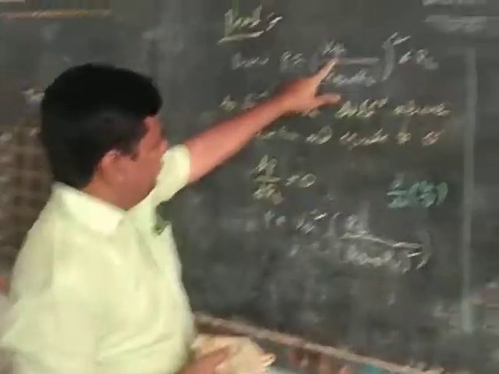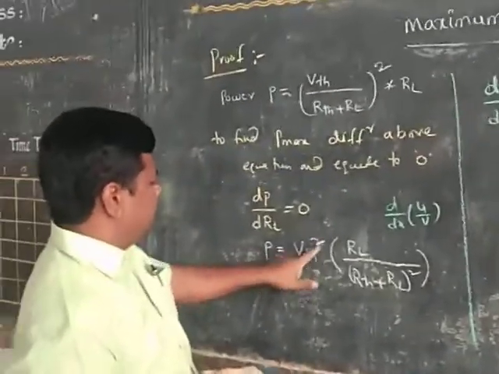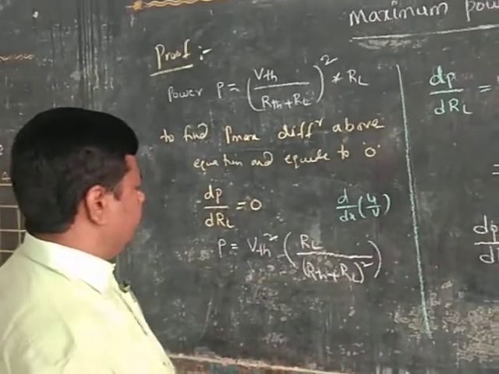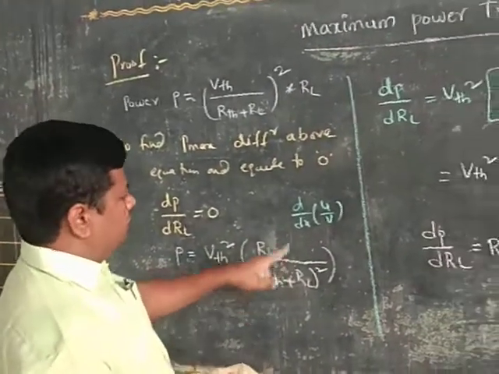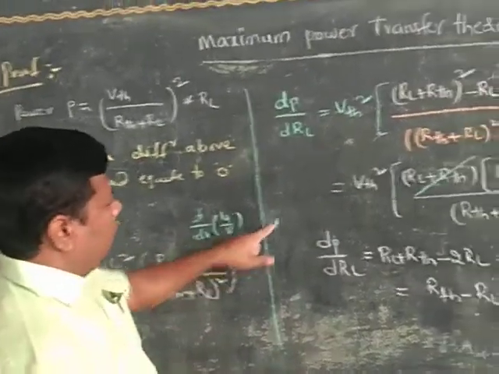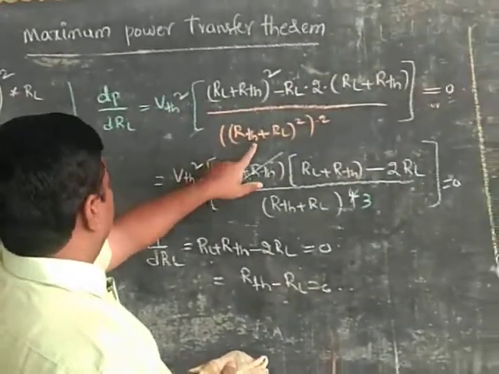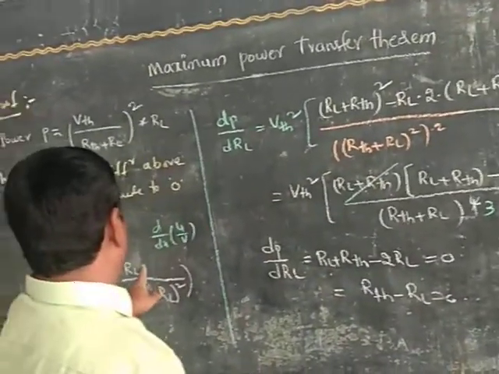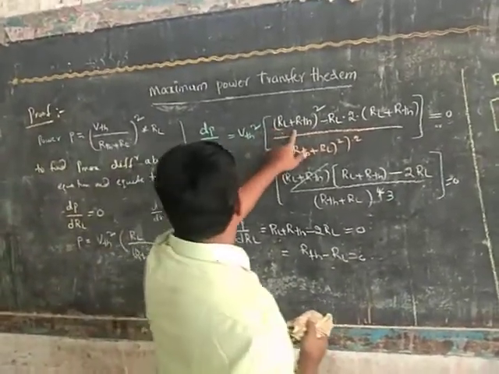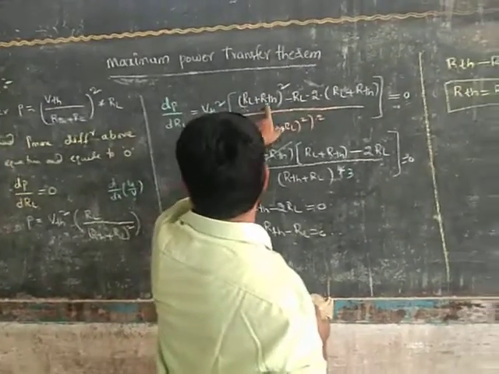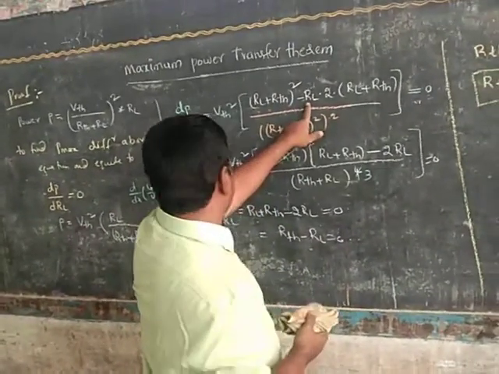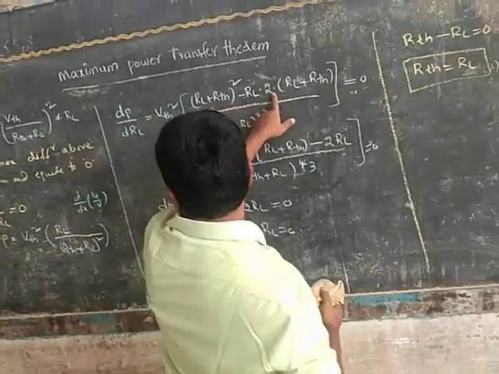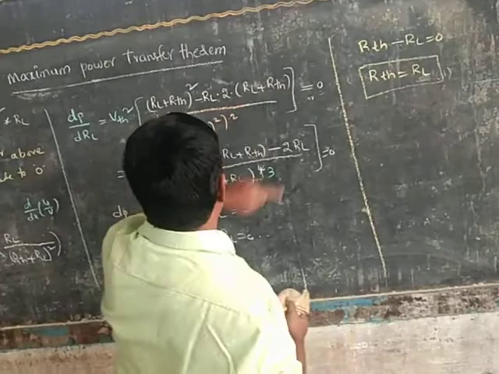In this expression, V Thevenin is the constant, V Thevenin whole square here, then RL by (R Thevenin plus RL) whole square. Now differentiate using the u by v rule: V Thevenin whole square, v square, differentiate u, here RL with respect to RL, then v as it is, (R Thevenin plus RL) whole square, minus RL as it is, then differentiate v, R Thevenin plus RL.